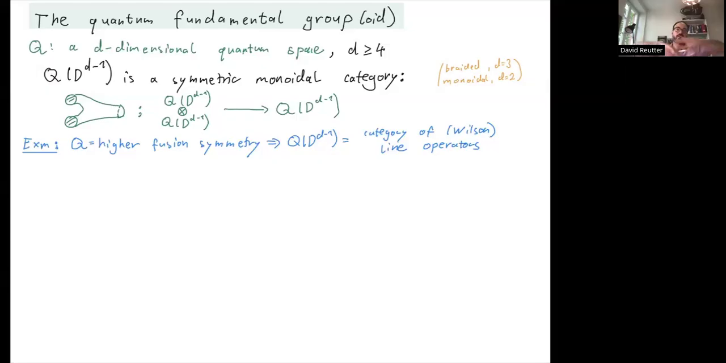And in higher dimensions, I haven't yet told you what a fusion n-category is, but it is in particular a monoidal n-category.